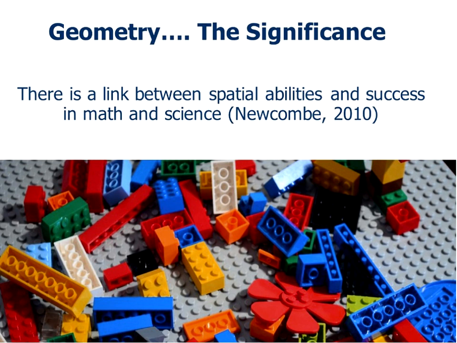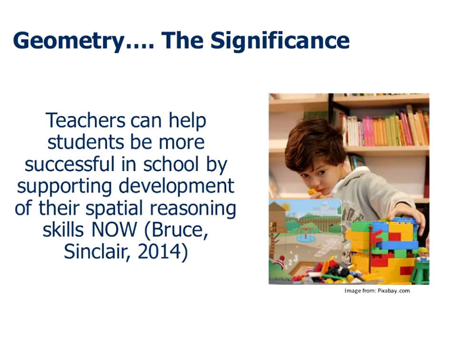So research shows that there's a very strong link between spatial reasoning and success in math and science. Students who are preschoolers, if they have strong spatial reasoning skills in preschool, they tend to be the first ones to read. They also tend to do better in math and science later on in school, and this extends up to high school and even university.